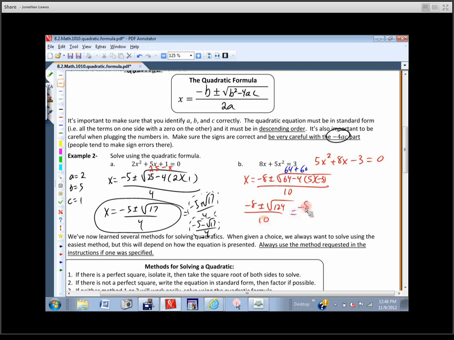So this is going to be negative 8 plus or minus, let's see, 124. 2 goes in there 62 times. 2 goes in there 31 times. Is that right? 2 times 2 times 31, and 31 is prime. So this is going to be 2 radical 31 over 10. And does anybody notice anything I can do here?